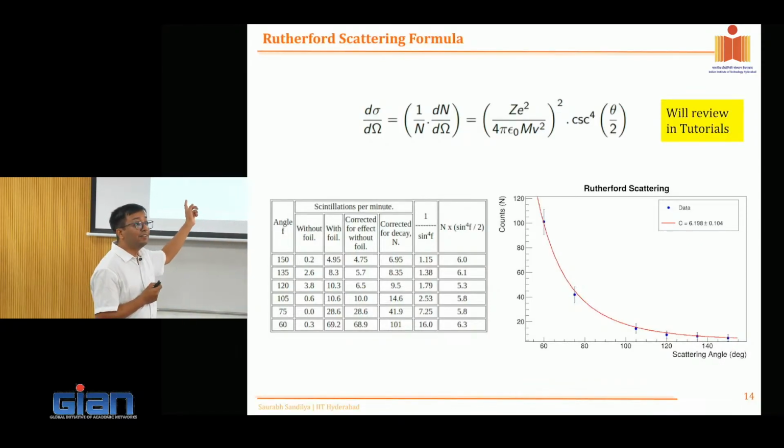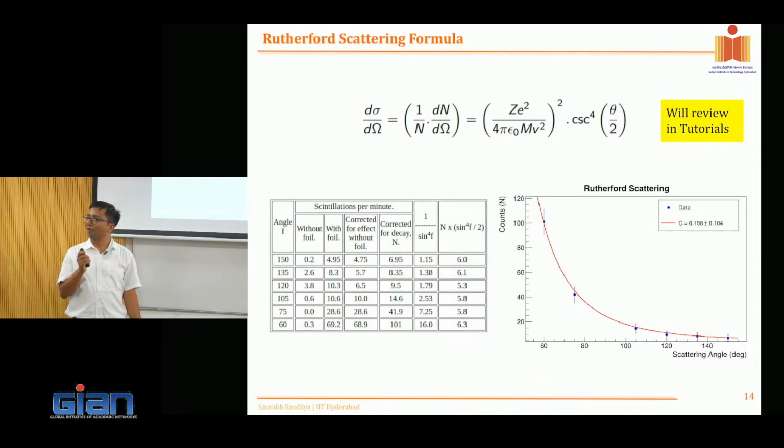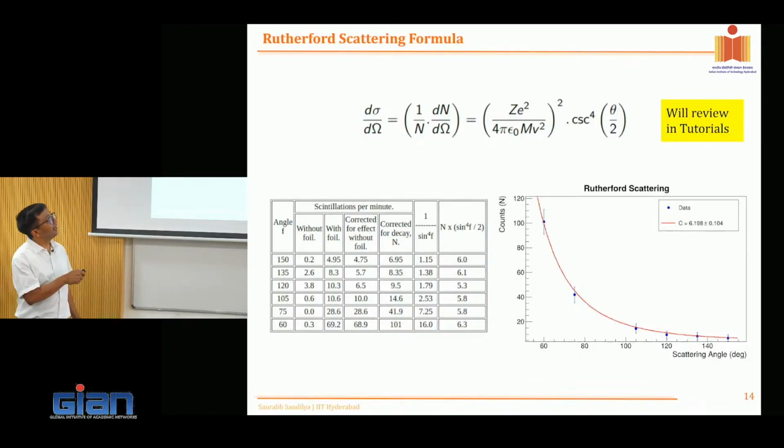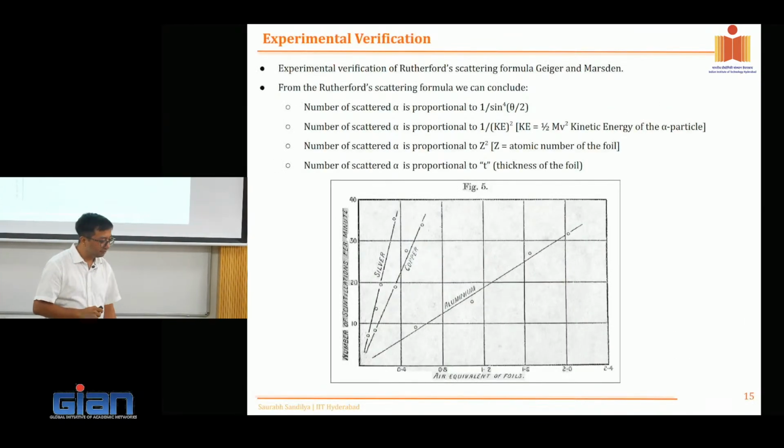Inversely proportional to the square of kinetic energy. Okay, very nice. Inversely proportional to the square of kinetic energy. All of you can see, right? There is an mv square term, half mv square. Half mv square is the kinetic energy, and there is a square term, right? So 1 upon the kinetic energy square of the alpha particle.